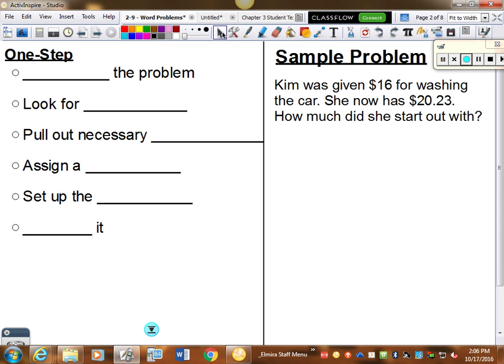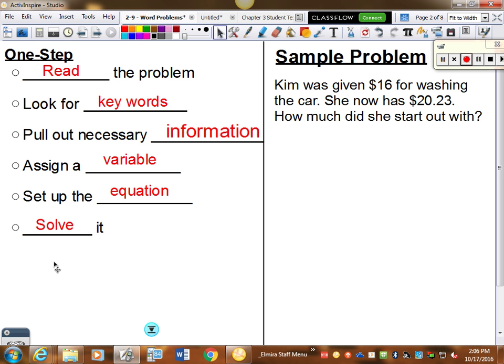So here's the steps to this. First of all, read the problem. And I might do this a little bit out of order. Assigning the variable might be the next thing that I do. Assigning the variable means identifying the question and making that the letter. Then you're going to look for keywords and necessary information. Finally, you'll set up the equation and then you'll solve it. Now in class I did this with highlighters to help you identify and label information in the problem.